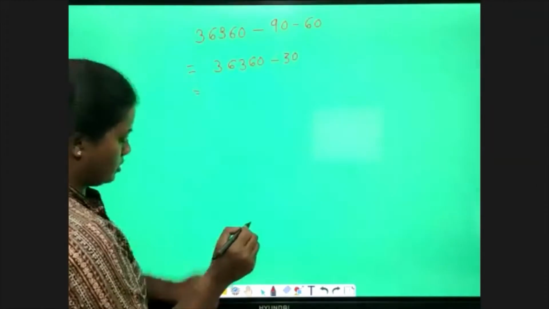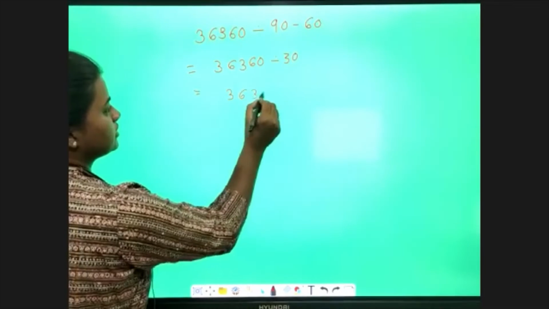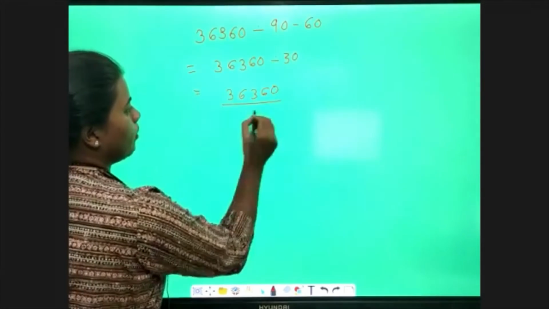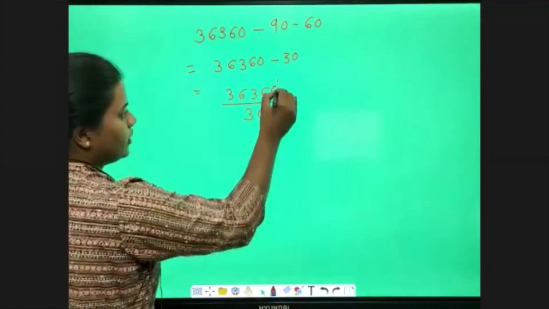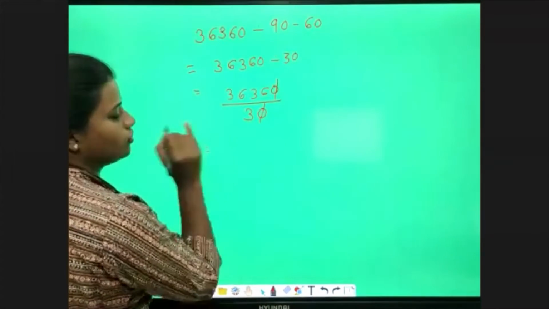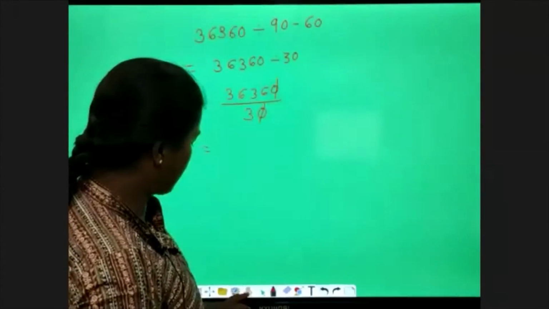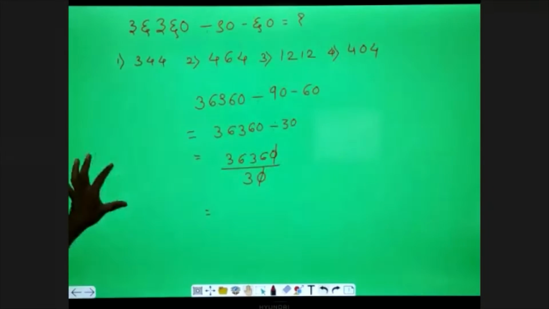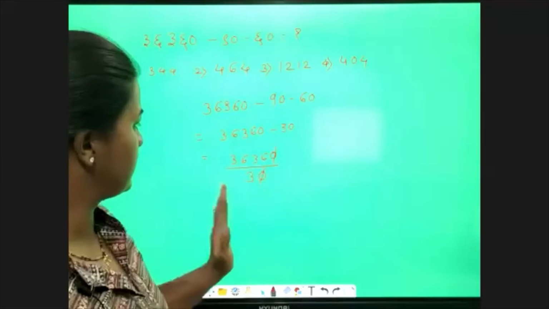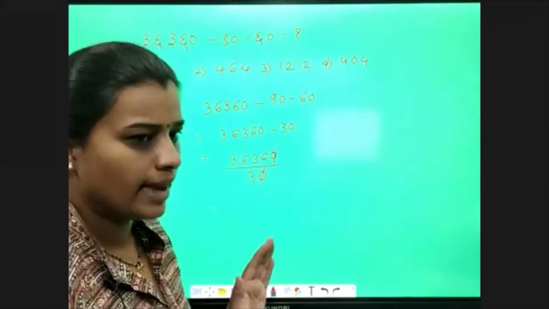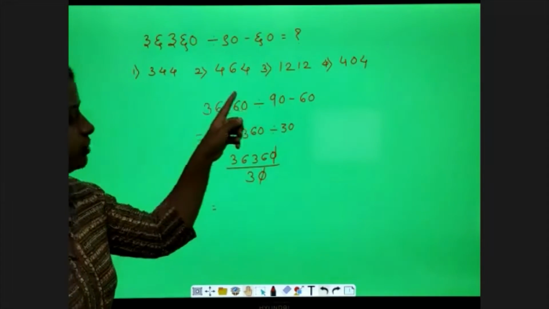Now you will solve this: 36360 upon 30. Let me tell you that 0 will get cancelled with 0. Now just do the division 3636 divided by 3 and tell me the right option. Which will be the right option? Come on.